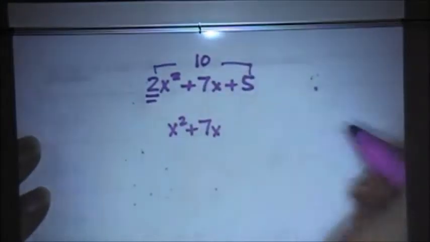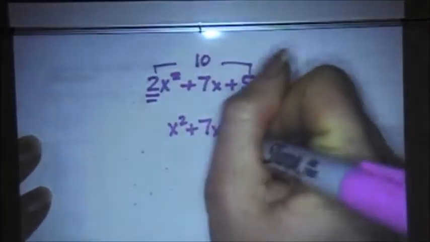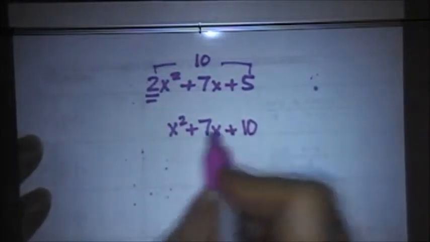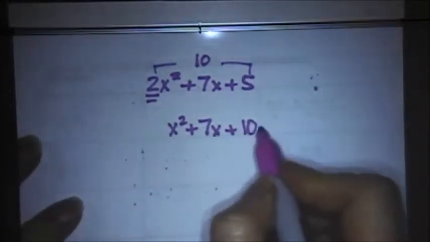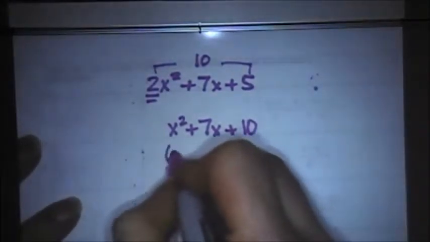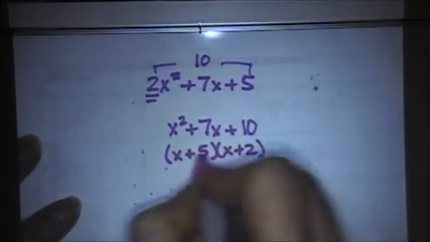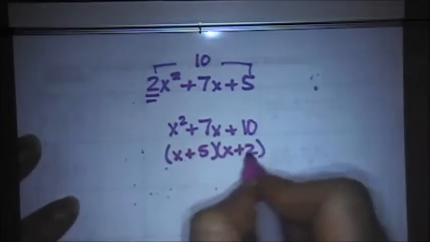Now I'm going to write an all new trinomial dropping the lead coefficient of 2. I'm going to use my same middle term of 7x, and now I'm going to use the 10. Now I'm going to factor this as a simple trinomial, so factors of 10 that would combine to give me 7. So that would be x plus 5 and x plus 2. Now remember, it doesn't matter what order you put these in. You can put x plus 2, x plus 5.